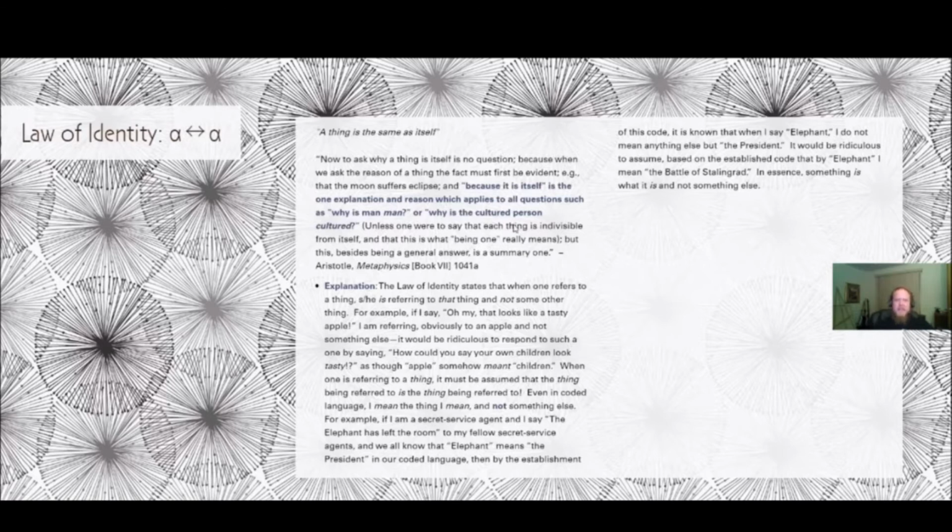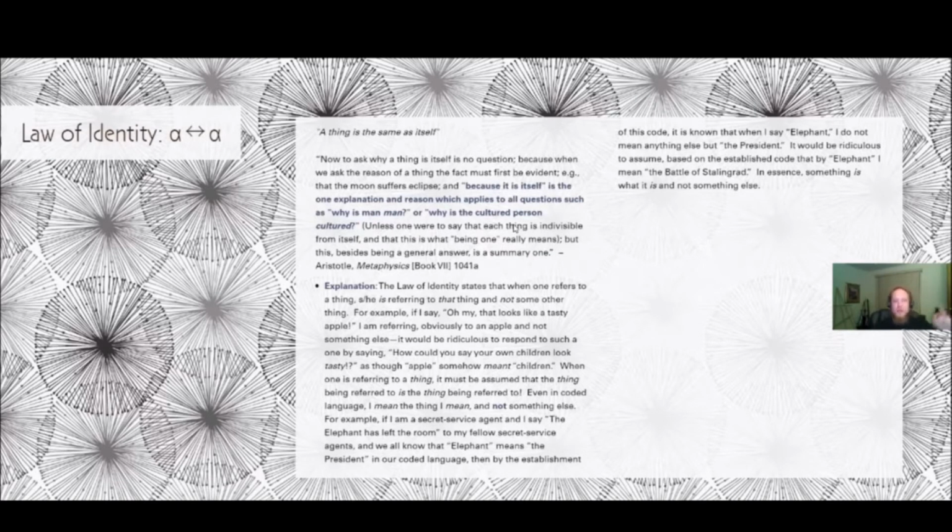Now, to ask why a thing is the same as itself is no question, because when we ask the reason of a thing, the fact must first be evident that, for example, when we say something like the moon suffers an eclipse, and because it is itself is the one explanation and reason which applies to all questions such as why is a man man, or why is a cultured person cultured. What Aristotle's saying here is that when we have meaningful language, the law of identity is obvious.